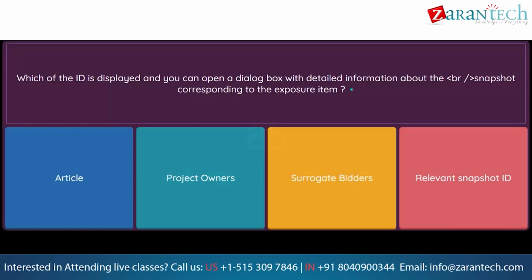Question, which of the ID is displayed and you can open a dialog box with detailed information about the snapshot corresponding to the exposure item? Option 1 article. Option 2 project owners. Option 3 surrogate bidders. Option 4 relevant snapshot ID.